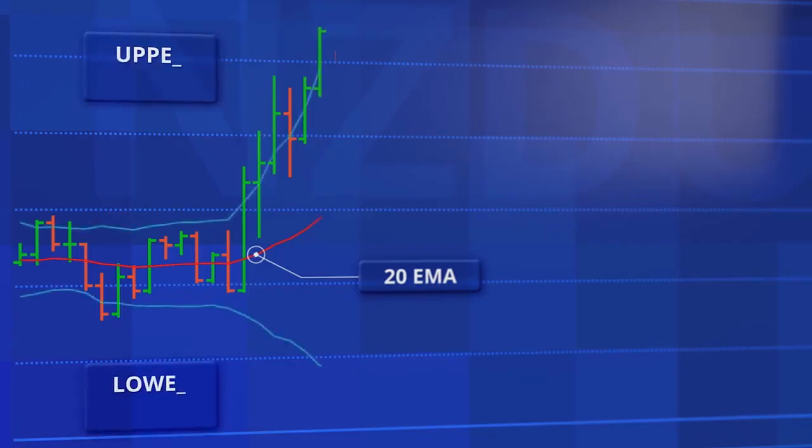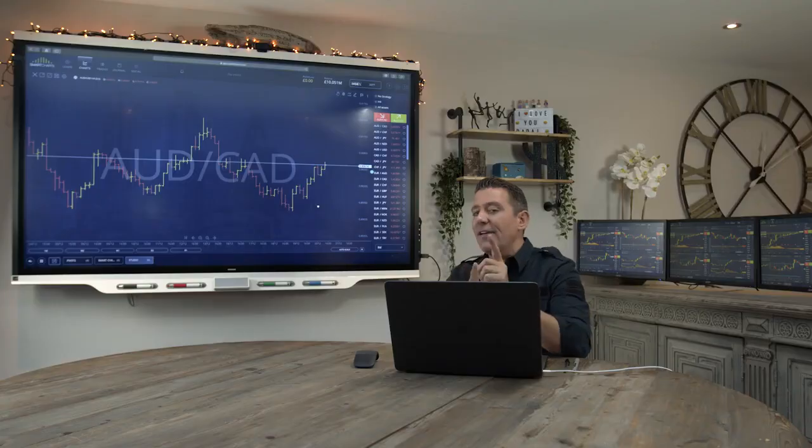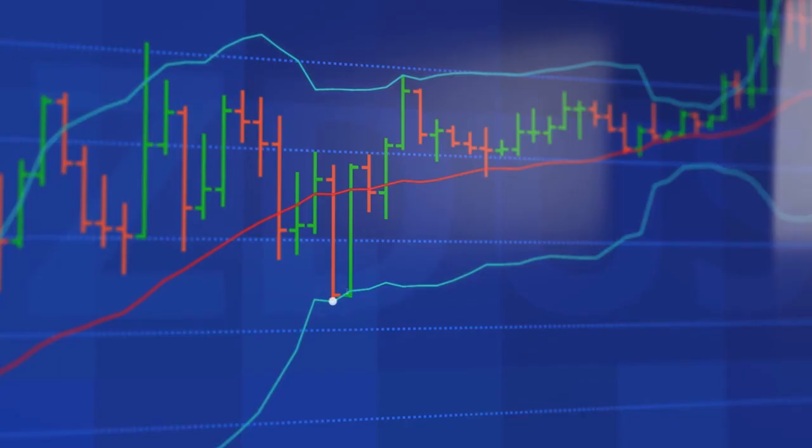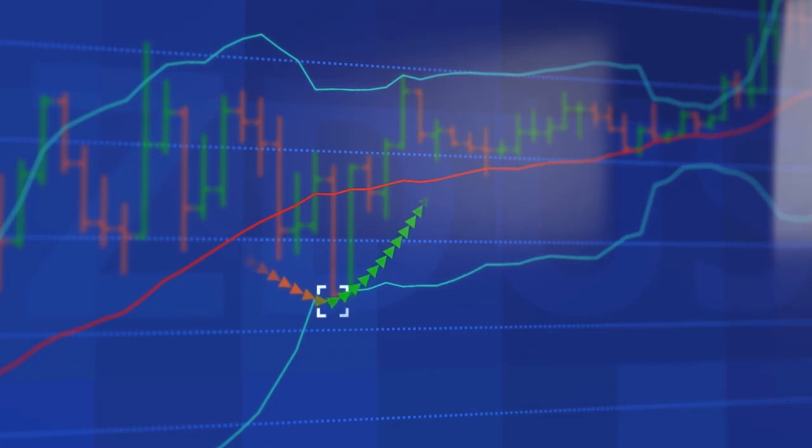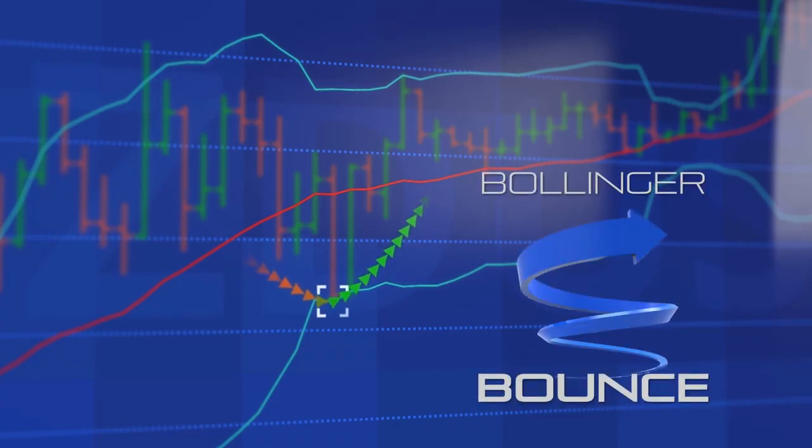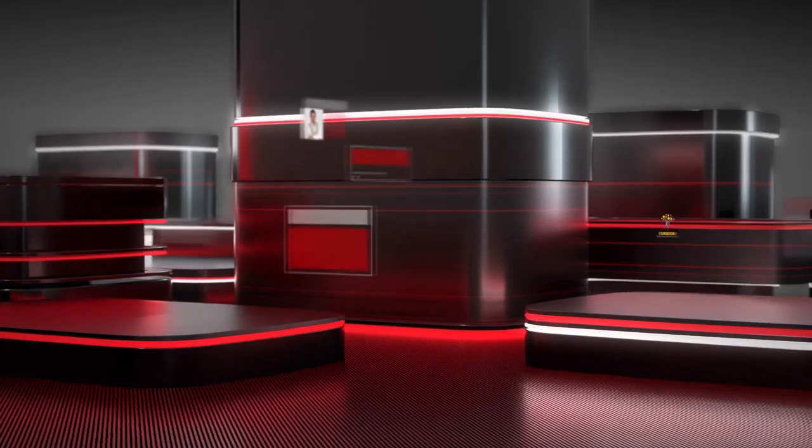Today, we're going to learn the Bollinger Bounce. Now, the Bollinger Bounce is a strategy which tells us that markets are overextended to the north or overextended to the south. The safe money is made trading it back to the midpoint. This is called the Bollinger Bounce. I'm going to teach it to you right here, right now.